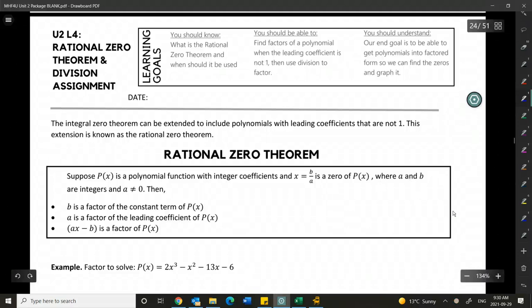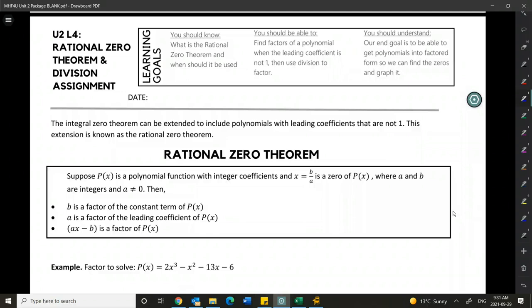Okay, so rational zero theorem is kind of like an extension of integral zero theorem. Integral zero theorem helps us find a factor of our polynomial by testing the constant. And that's only for polynomials with leading coefficient of 1. So what do we do when the leading coefficient is not equal to 1? Well, we have to use rational zero theorem.